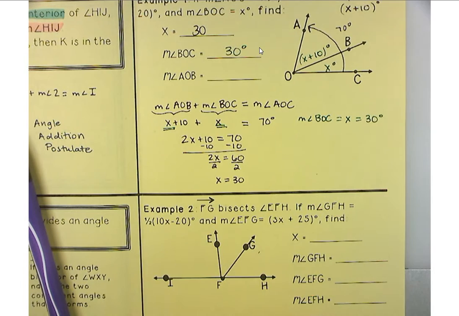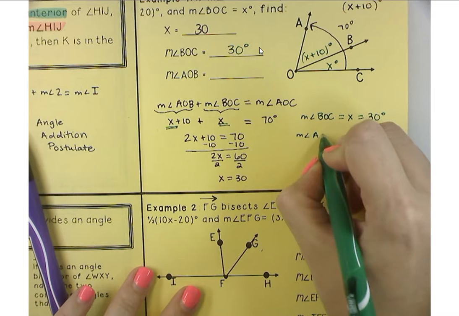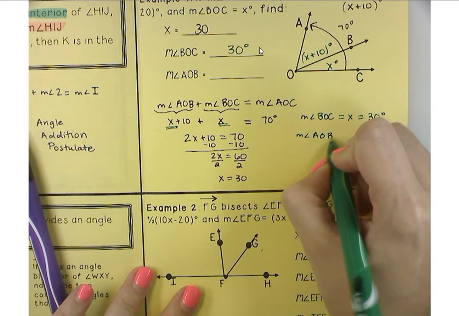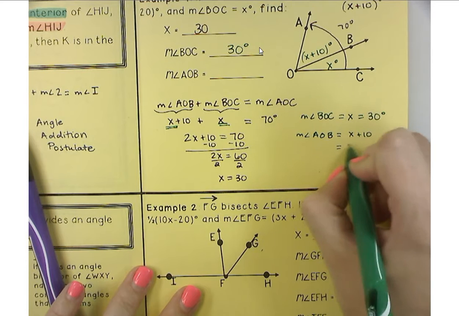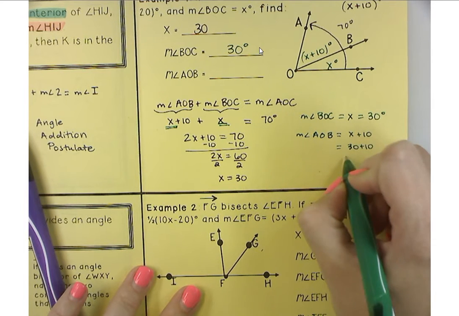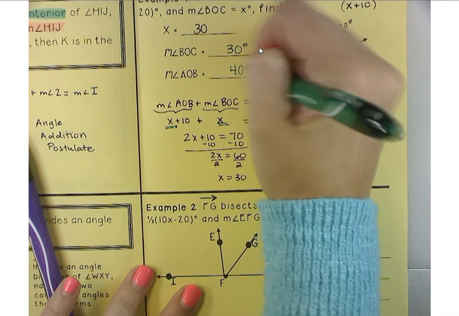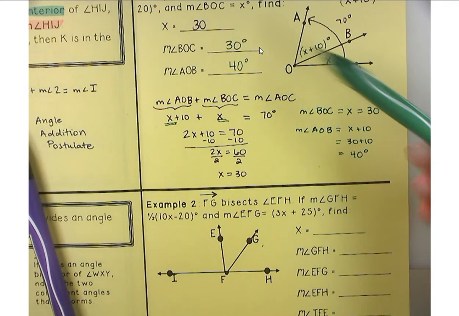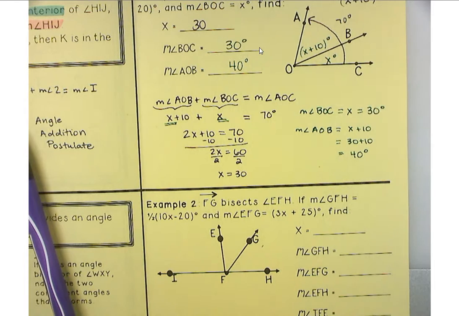Okay, then the next thing we're going to find is AOB. So the measure of AOB is equivalent to x plus 10. So if I plug in 30, I'll have 30 plus 10, which of course would be 40. So then that is going to be my angle measure. And then just double check. This is 70, 30 plus 40. Yep, that's going to be 70. Okay, so that answer makes sense according to our information.